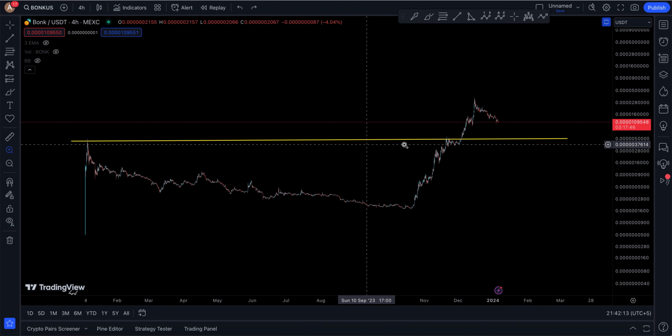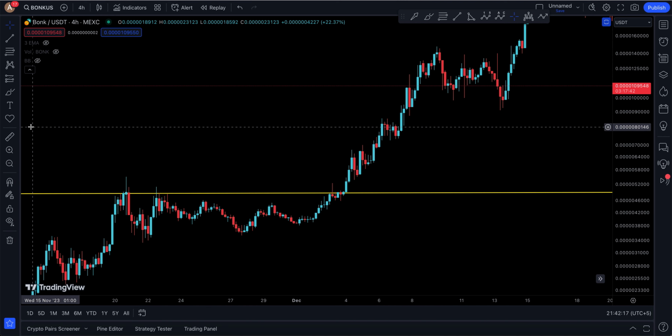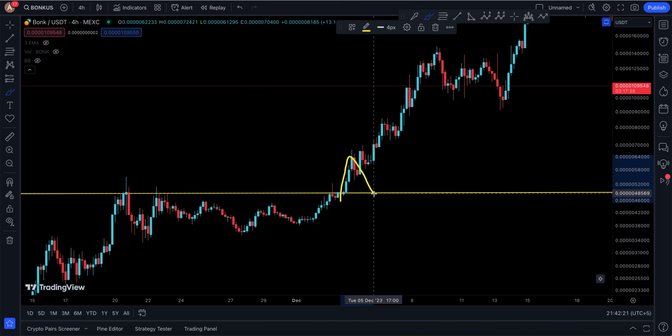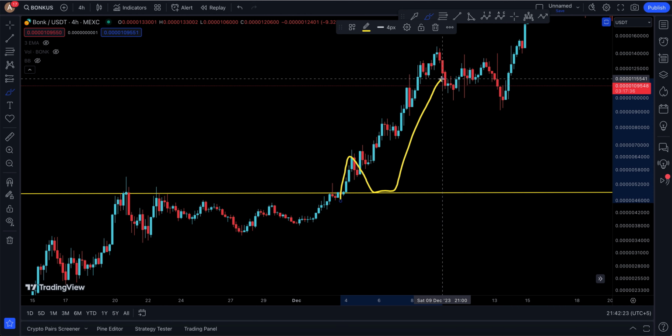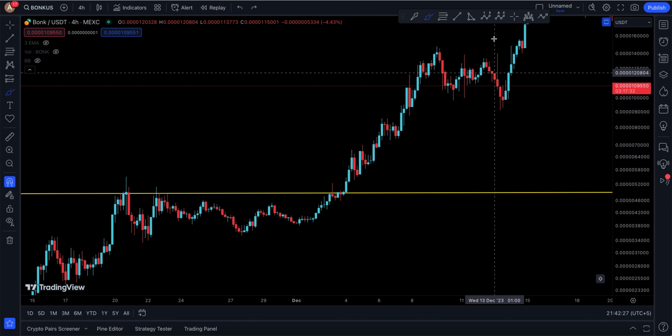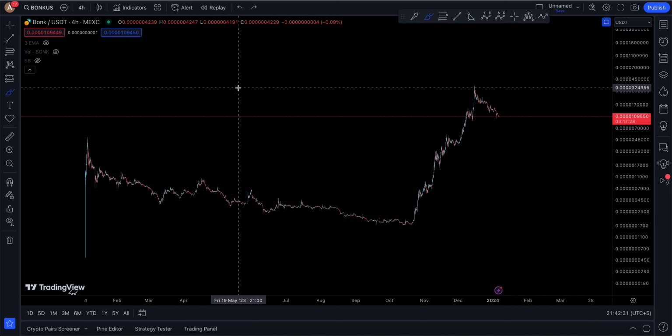For example, if I do zoom in here, look at this break. You had a break, you never backtested it, okay? This was a simple break. You were meant to come down and backtest things and then push up, but what you did instead is just break above, and you kept on and on and on, right? So that's it for this Bonk update.